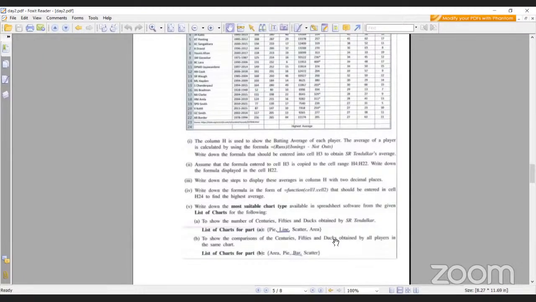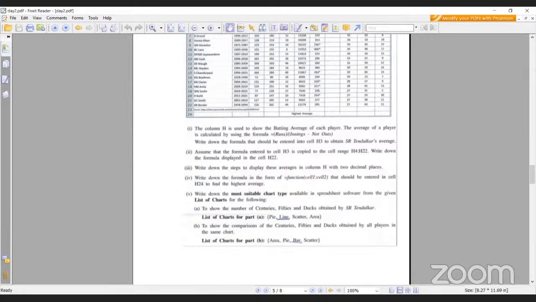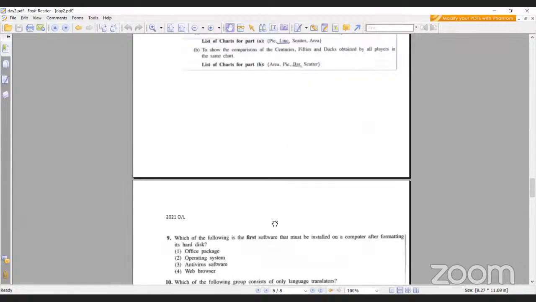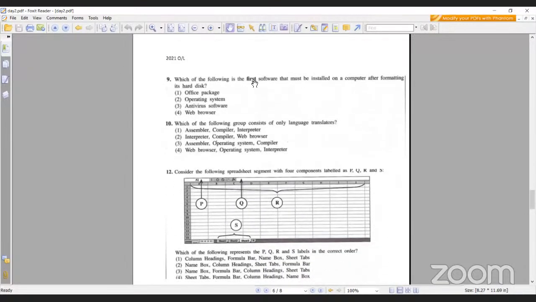So you have to show them as a percentage, so it is better to use a pie chart. So A you can take as pie chart. B, you are going to show the comparison. Since they are given as a comparison, you can go for a bar chart. Okay, next one. Yeah, that's all.